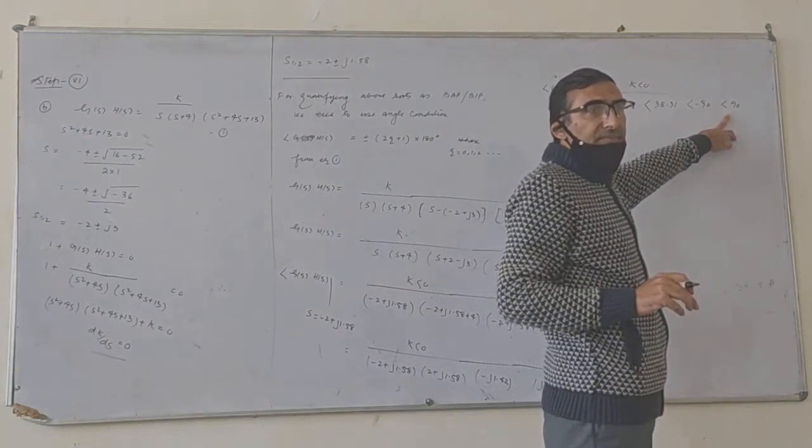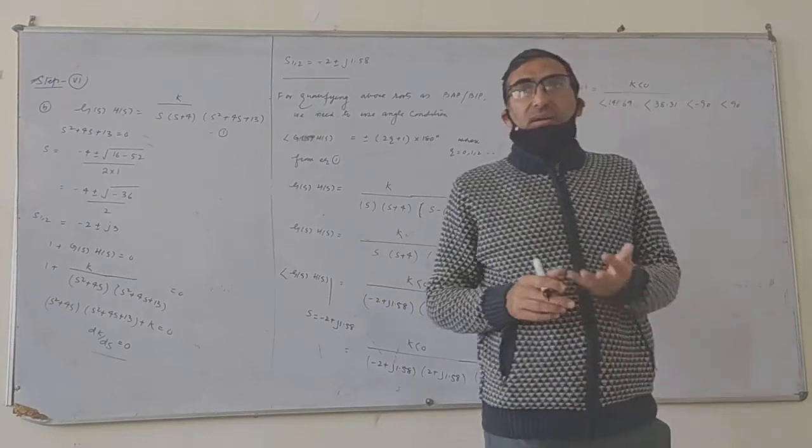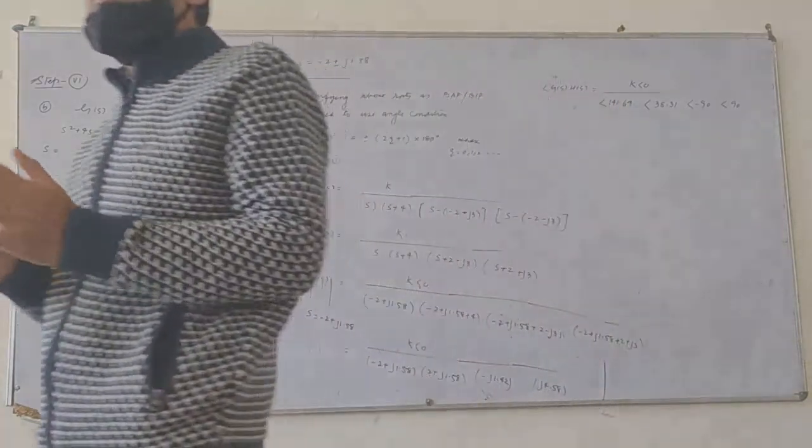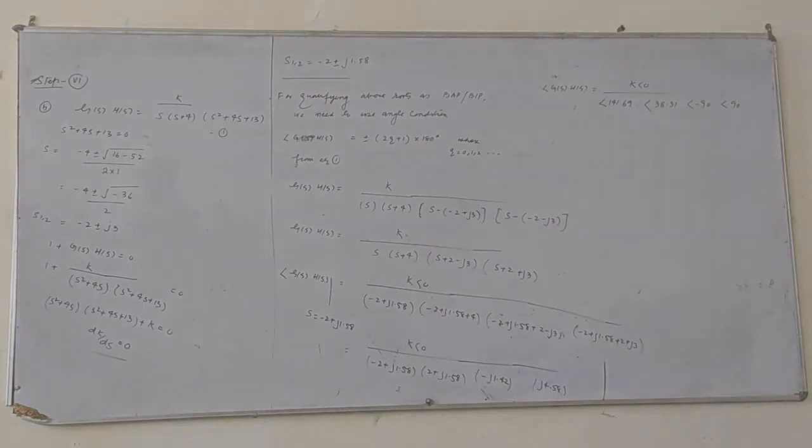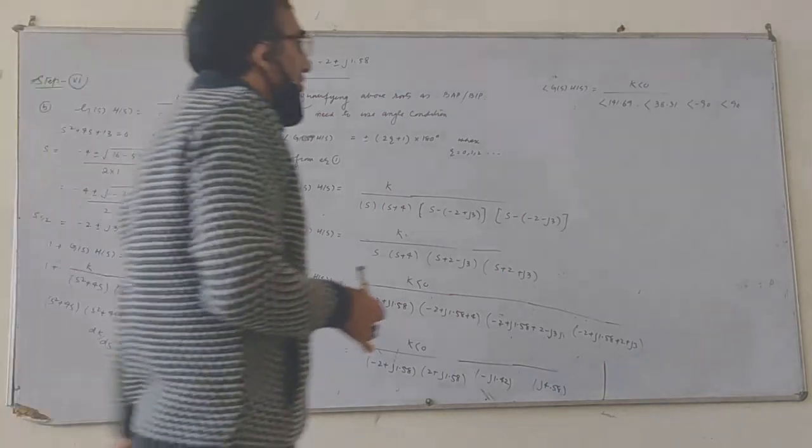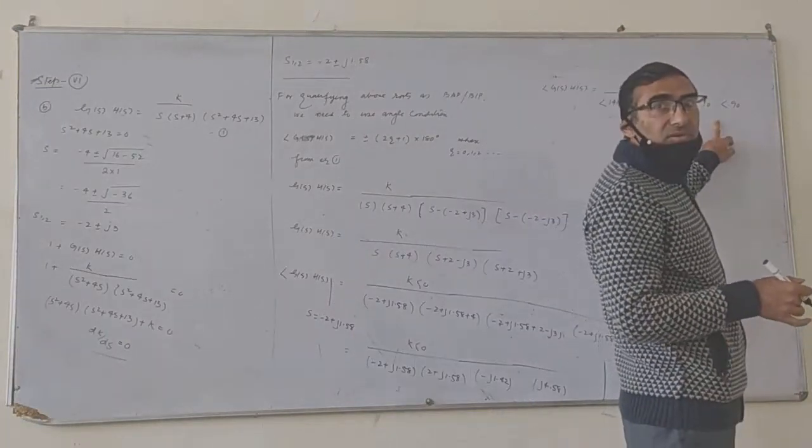In polar, how do we add them? When we have to add complex numbers, we add in rectangular form. When we have to subtract, we subtract in rectangular form. Whenever we multiply and divide, we do it in the polar form. So we have to transform them into the polar.